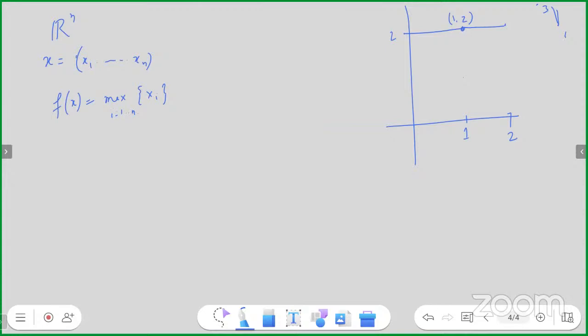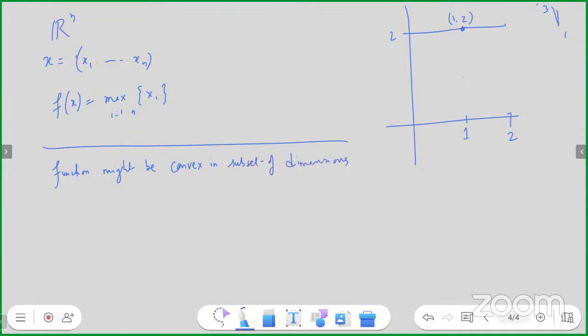One nuance I want to bring out is the following, that is very important. A function could be convex in a subset of dimensions. So this is not a very precise statement I'm making. But it may not be convex on the full domain.